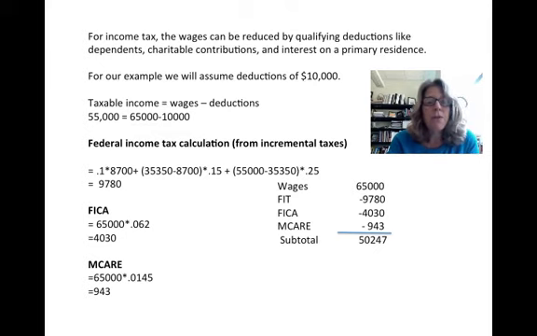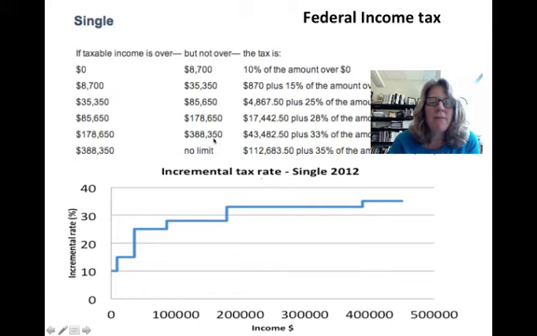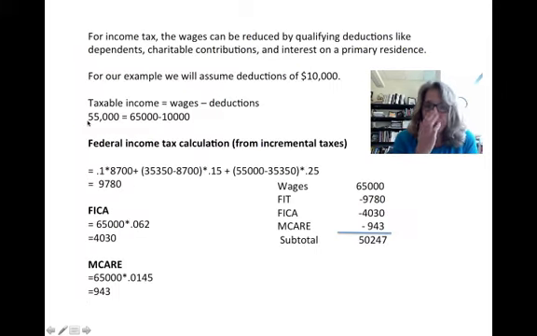So the calculation for the federal tax is that for the first $8,700, you pay 10%. For the increment between $8,700 and $35,350, you pay 15%. Anything over $35,350, and your taxable income is over that at $55,000, you pay 25%. Now the next increment, I don't remember what it is, $85,650, and you're not over that amount, so you're just done with the calculations. So that means the income tax you pay is almost $10,000.